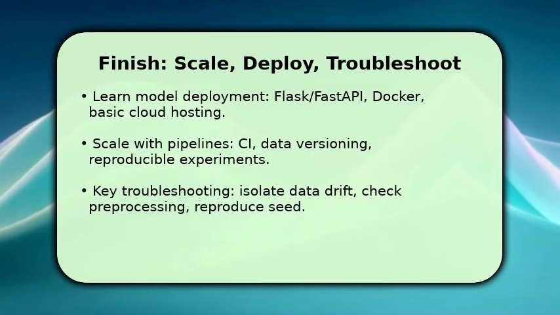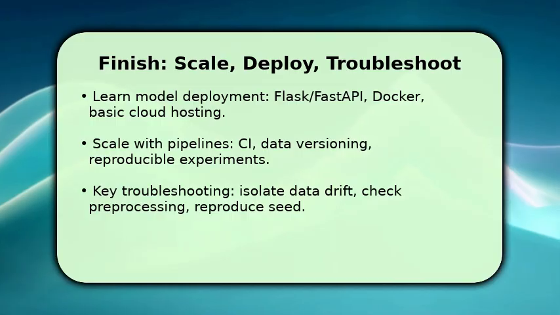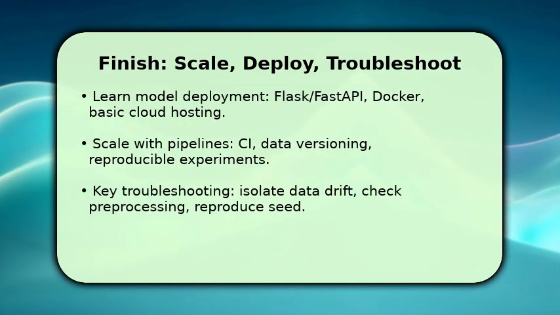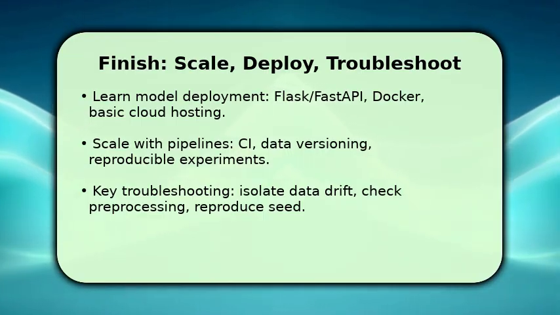If things go wrong, troubleshoot systematically. First, reproduce the failure locally, then isolate whether data, preprocessing, or model changes cause the issue. Make sure to log inputs and metrics. Reproducible experiments cut debugging time and build reliable models.